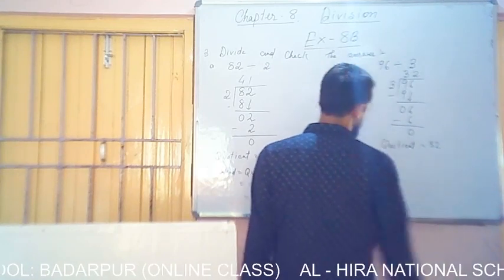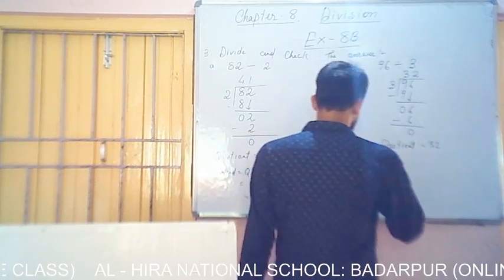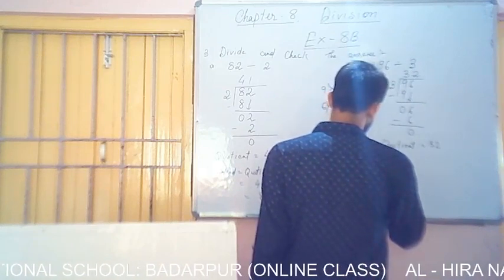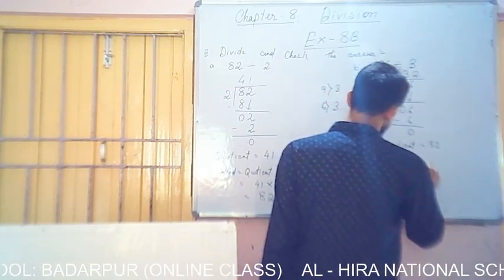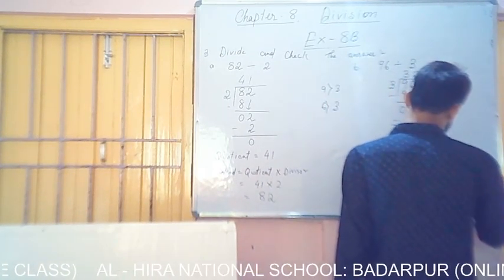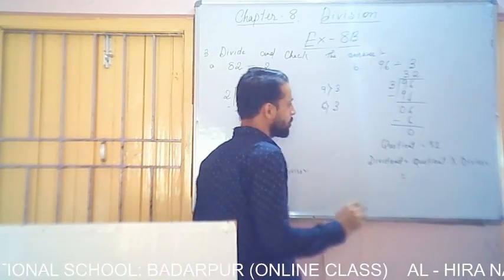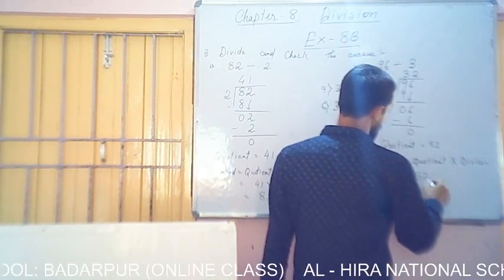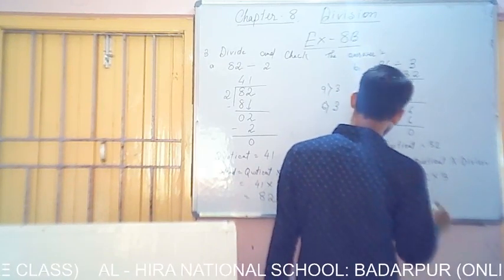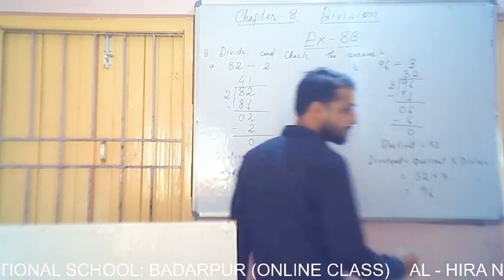Now here the quotient is 32 and the remainder is 0. If you want to write it, you can write it. But next we have to check whether the answer is correct or not. So dividend equals quotient times divisor. In place of quotient we are going to write 32 and in place of divisor we are going to write 3. So if we multiply 32 by 3 we will get 96.